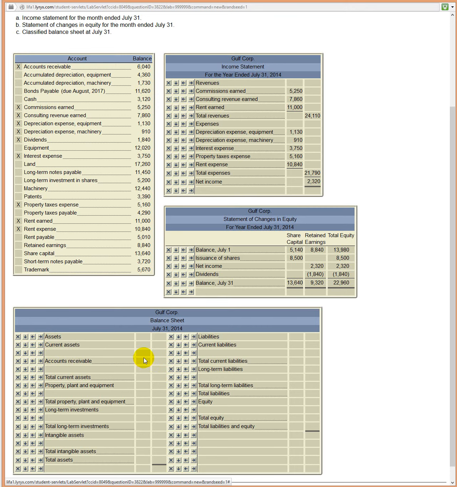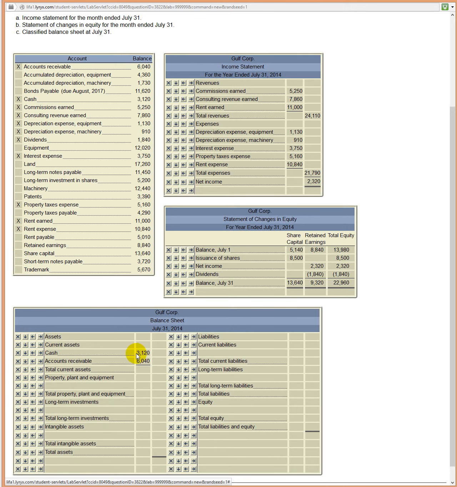6040. And then we have cash for 3120. And as we scan down, we've got a bunch of long-term assets, but no more short-term assets. So we can add up the current assets.